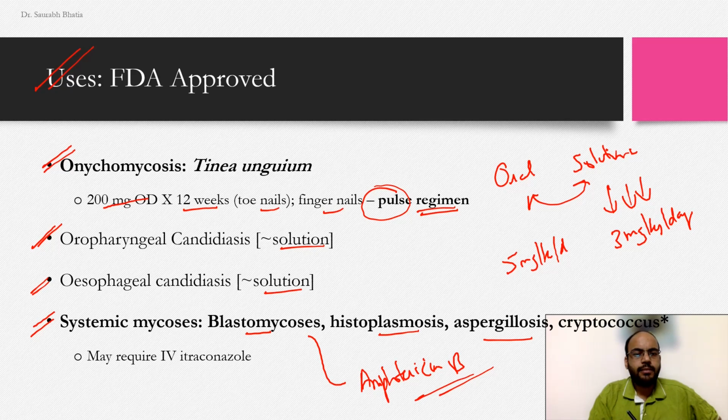So these are the FDA approved indications. In systemic mycosis, you may require IV itraconazole. It is not available, but it's a good idea to use a solution or an oral form. Okay, let's move forward.